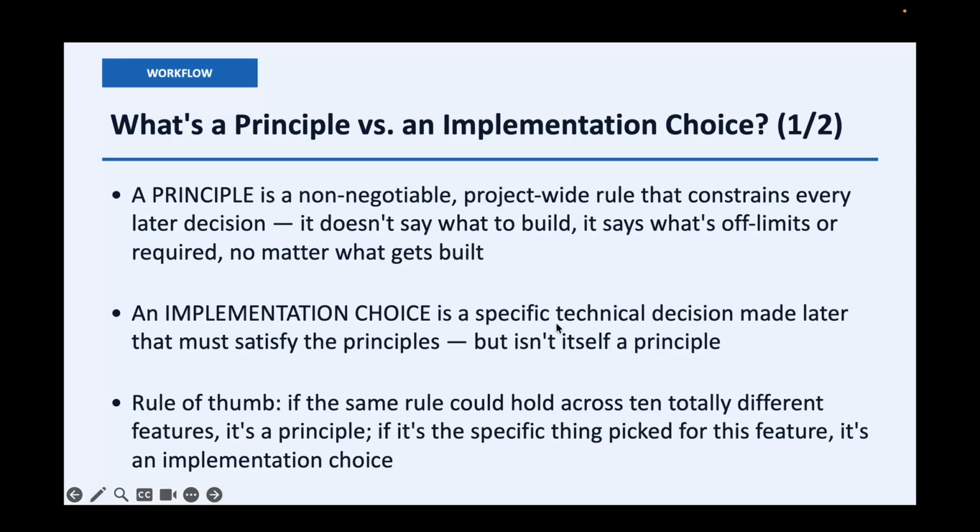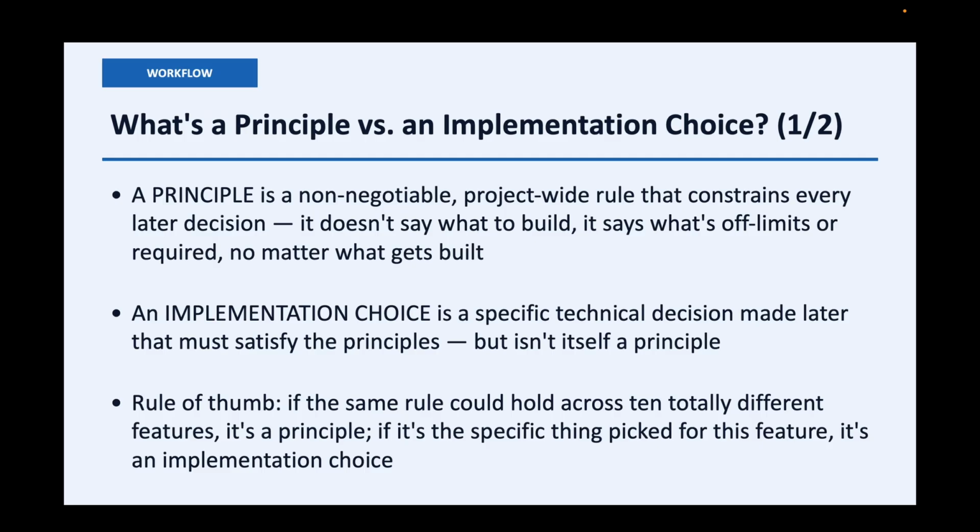In the Constitution, we're going to create principles, and that's an important distinction that we want to make between a principle and an implementation choice. The implementation choices are what we're going to define after we have defined the Constitution. A principle is a non-negotiable project-wide rule that constrains every later decision. This isn't a requirement. It doesn't say what to build. It says what's off limits or required, no matter what gets built. This is the source of truth, so every other implementation will look back at this principle.